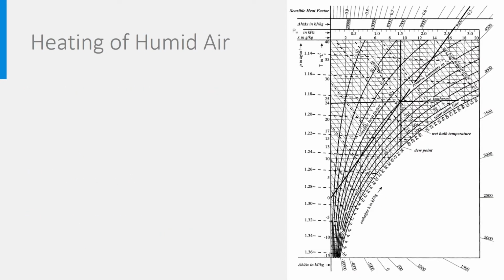Let's look now at an example of how to use the diagram for the heating of air. Let's take a point at 10 degrees Celsius and relative humidity 60%. How much energy is needed to heat this humid air to 22 degrees? And what is its final state?